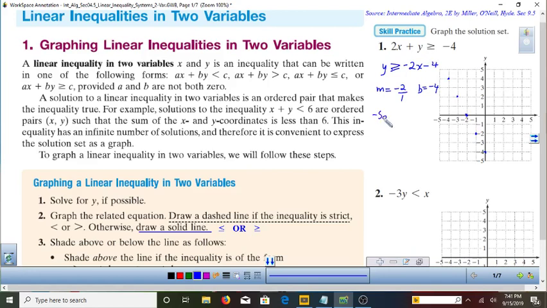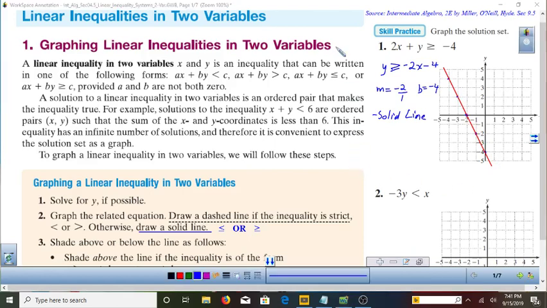Now, since this is a greater than or equal to, we know that the line we're going to graph is a solid line because the points on the line are part of the solution. All right, now we're going to draw that line. I'm just going to use a red marker here, and we're going to see if we can draw through all those points there. And there we have the line.